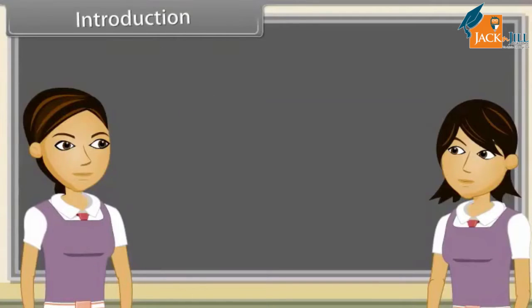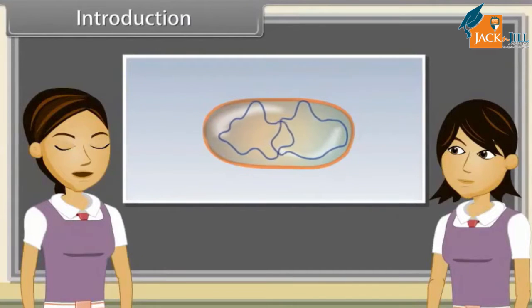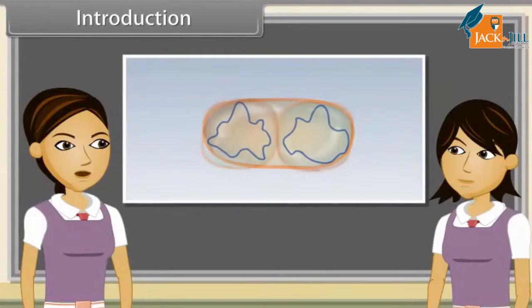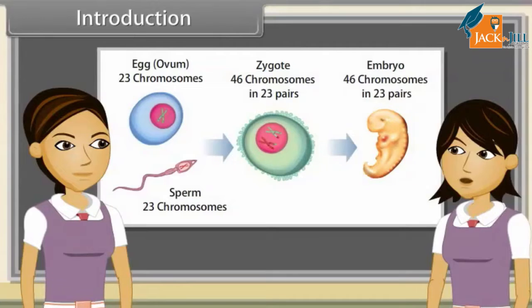Introduction. As we have already discussed, reproduction is the ability of all organisms to produce young ones similar to themselves in most characters. And the process which involves fusion of male and female gametes to form a new individual is known as sexual reproduction.